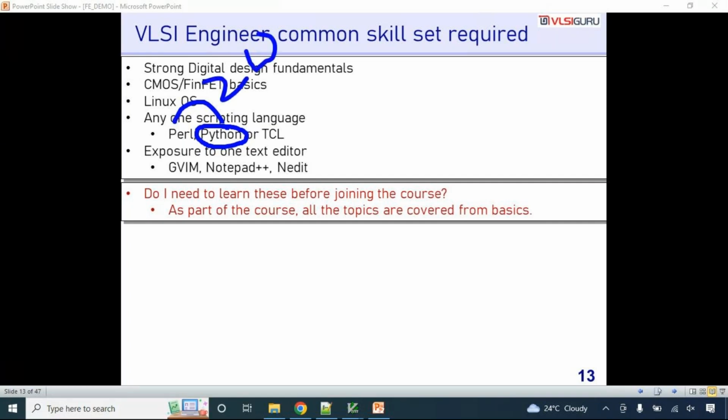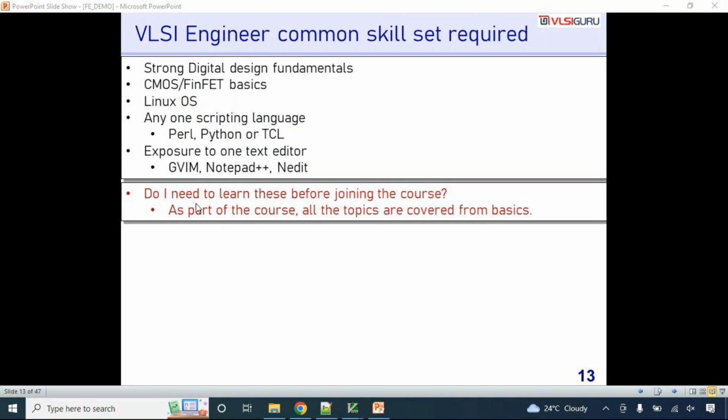Not even 2 weeks, 1 week you can learn, because 70% of the things are common between Perl and Python. So if you know Python very well, you can learn Perl in a very short time. Even TCL can be learned because it's about developing that mindset, how scripting works. TCL can be learned in a few weeks because they won't be completely different. But if you want me to tell you which one thing I should definitely focus on, Python is good.